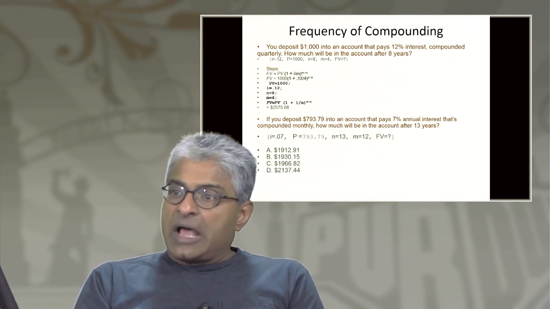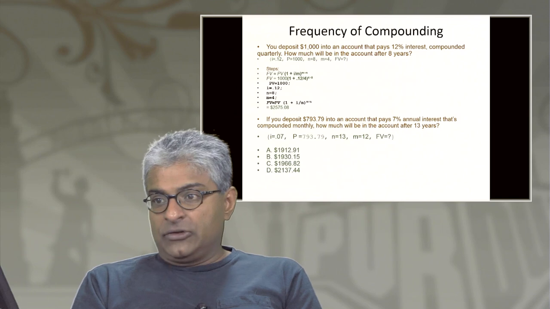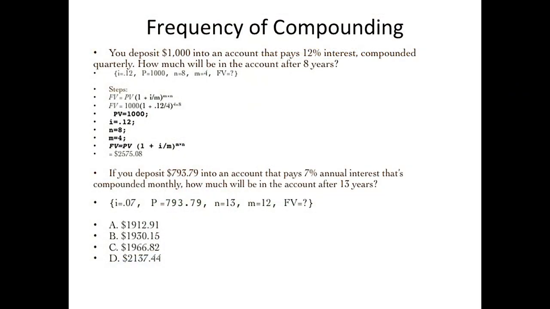Your present value is $1,000. What will be the future value? So putting into our well-known formula that you should be totally comfortable with, the future value is equal to the present value, which is $1,000, times 1 plus i, which is 0.03 or 3%, raised to the power n equals 32, 4 times 8. And if you do all that, then your future value will turn out to be, and again, I hope my math is correct here, $2,575.08. That'll be your future value.